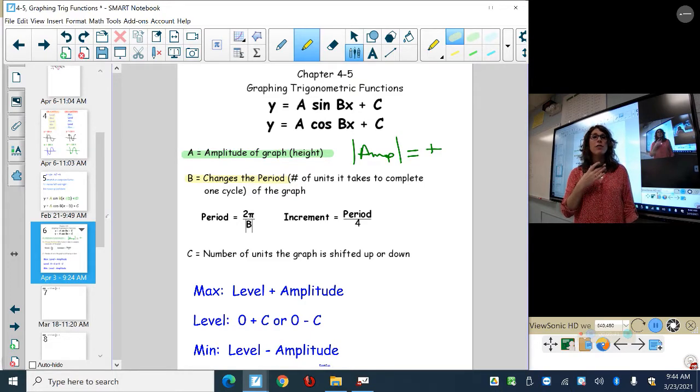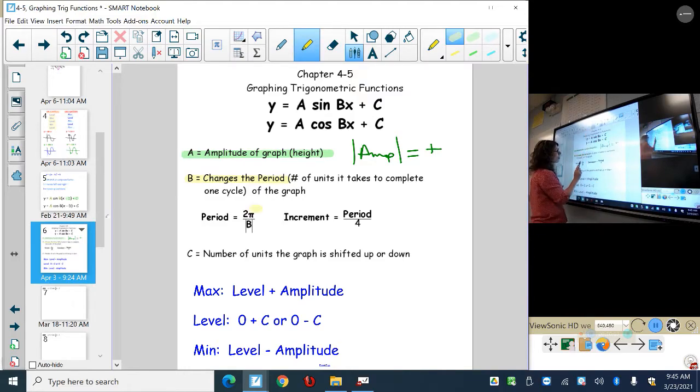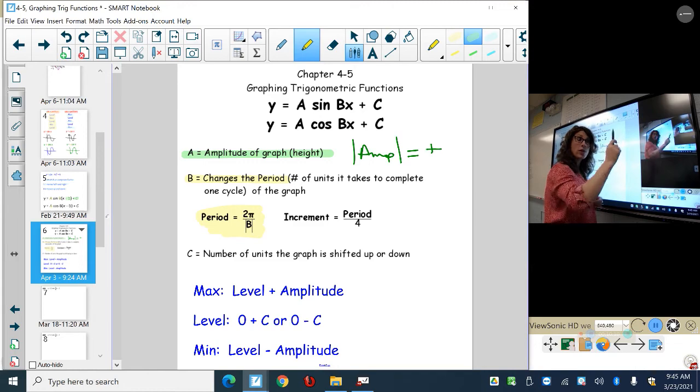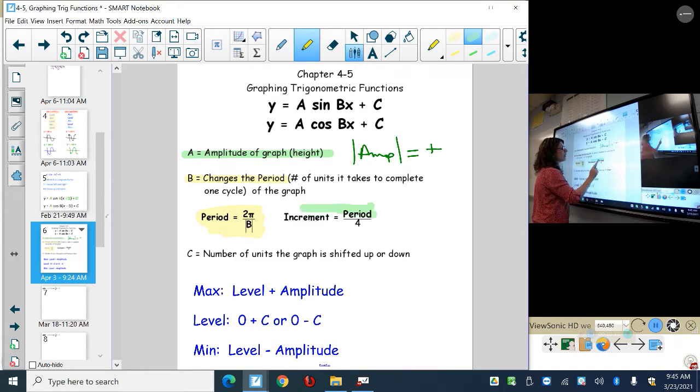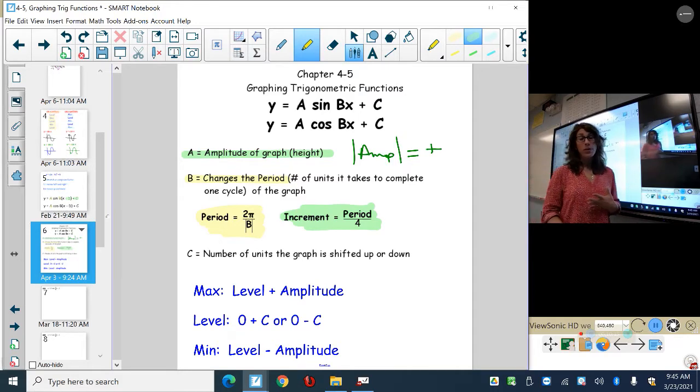My heart rests even further and slows down, and that's stretching that slinky out, and one revolution is going to take much longer than 2 pi units because my B value has changed my cycle, and it's going to make it longer units before I can complete one revolution around the circle. So that's what b does. The period is always 2 pi divided by the absolute value of b. And then our increment or our intervals to go from one quadrant angle to the next quadrant angle to the next quadrant angle is going to be your period divided by 4, because we have 4 sections that we're going to be utilizing. Okay? C is your number of units the graph is shifted up or down.